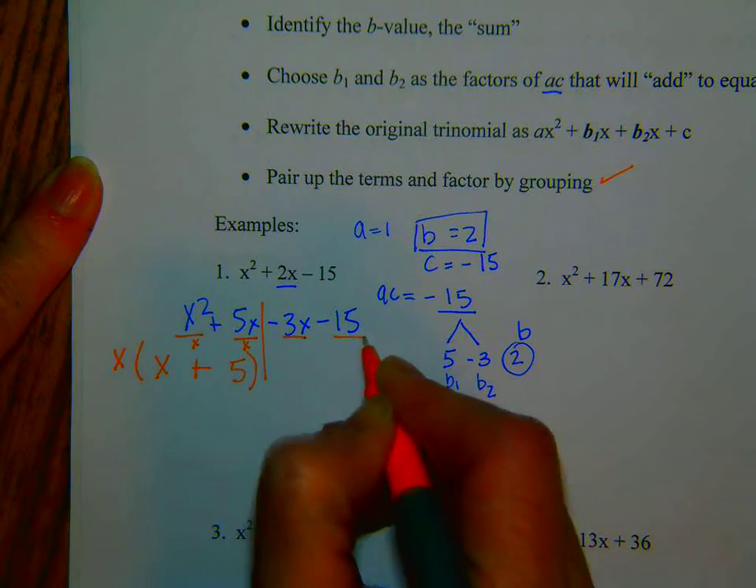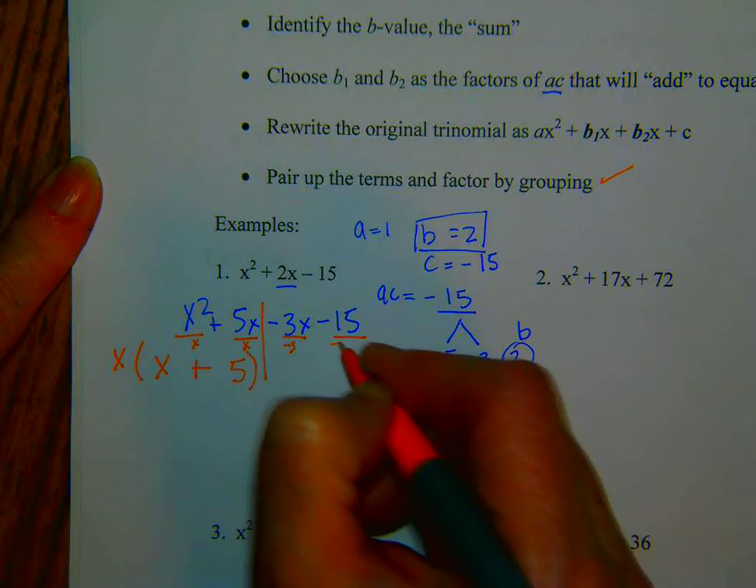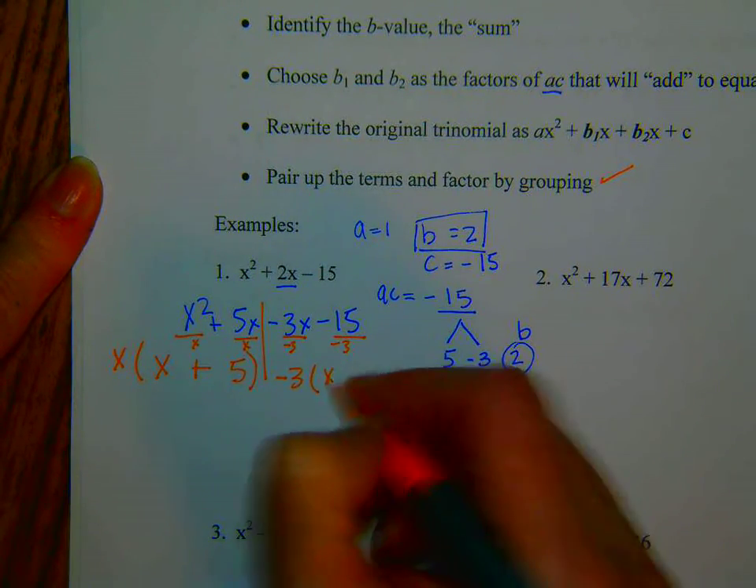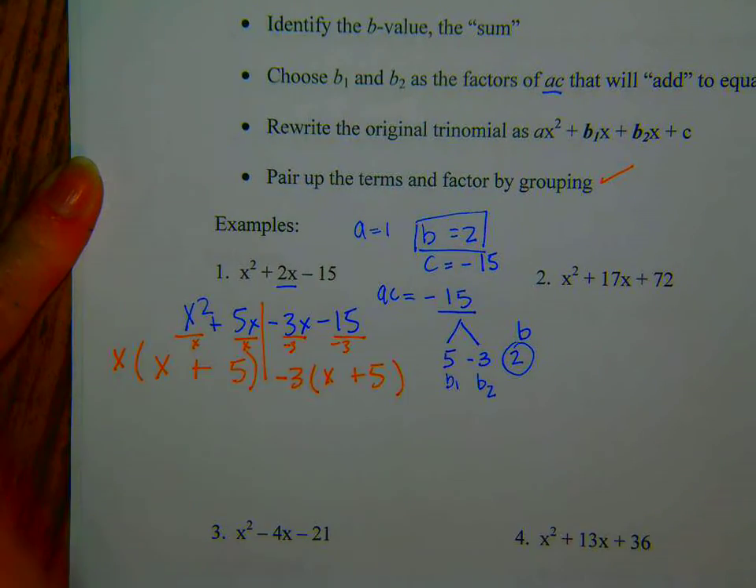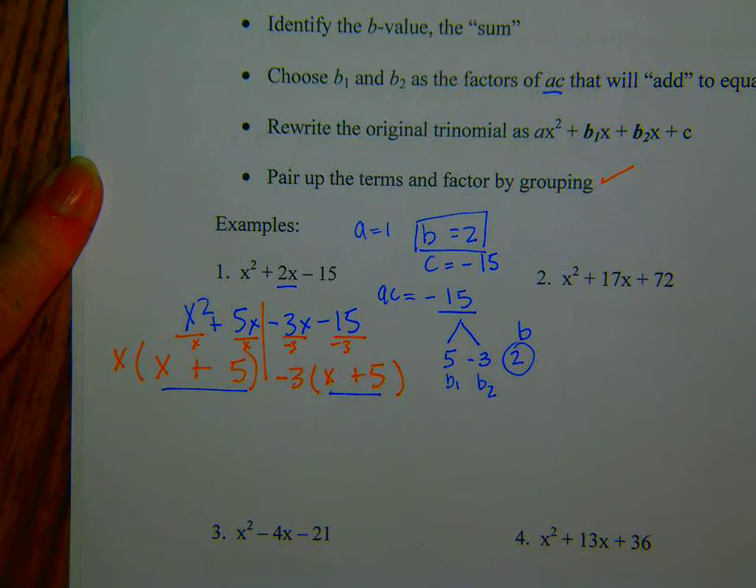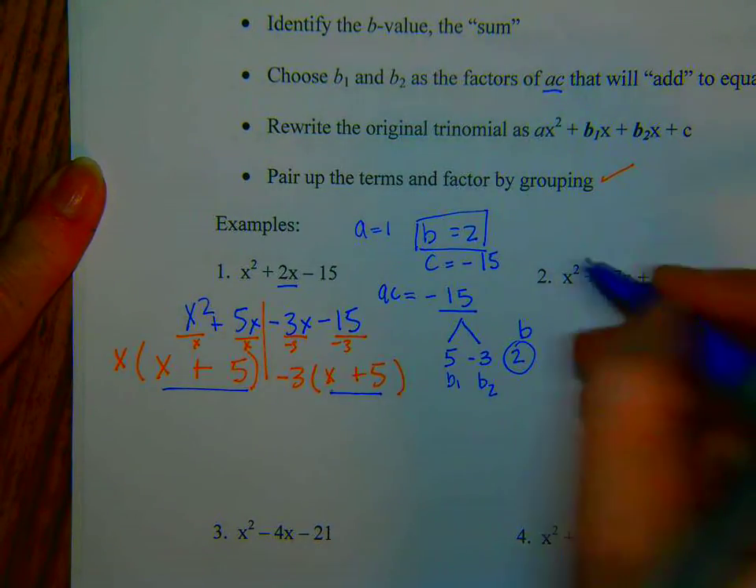What can I factor out of this group? Negative 3. I take out a negative 3, divide it out. What's left? x plus 5. I know I am right because these binomials are the same. Now, let's put a new step up here. Pair up the terms, factor by grouping.